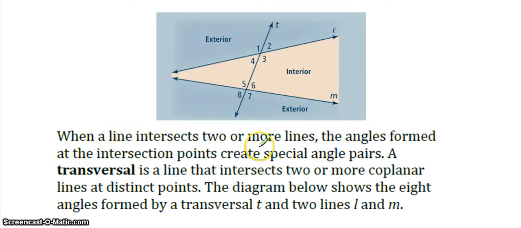So when we talk about 2 lines being intersected by a transversal, that's the line that intersects the 2 lines, and every time you have a line and an intersection, you will have 4 angles formed. So when you have 2 lines with one transversal, we actually form 8 angles.